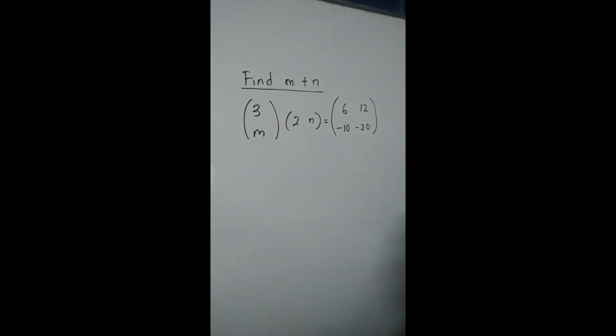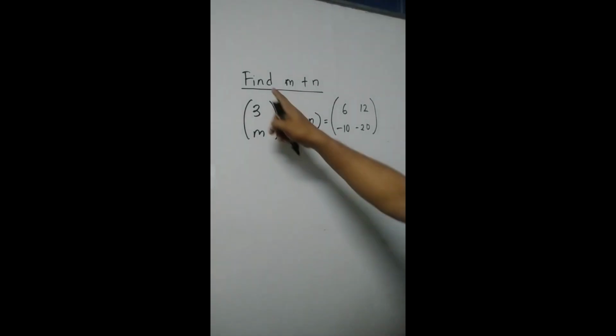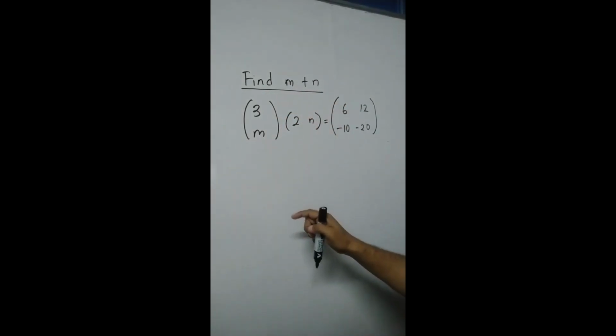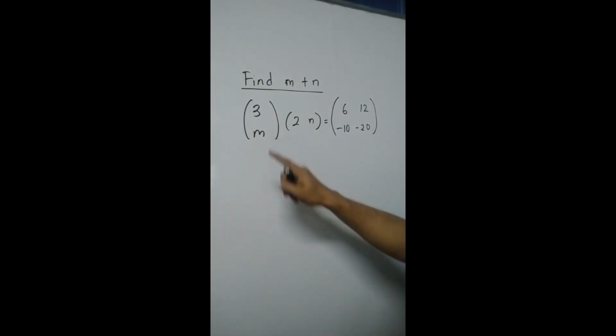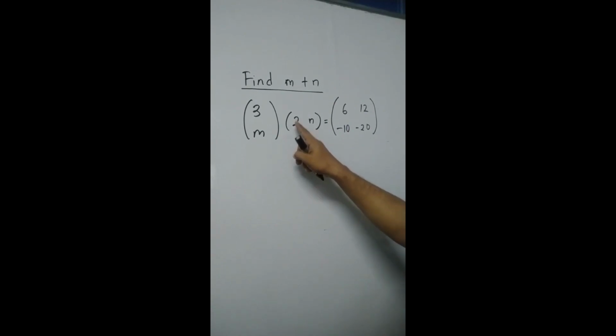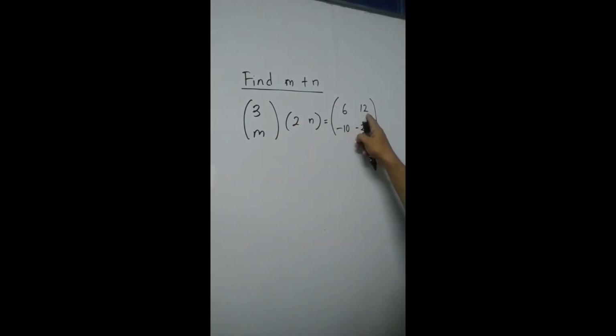Hello. So today we will do matrix. Find m plus n. 3m times with matrix 2n equals to 6, 12, negative 10, negative 20.